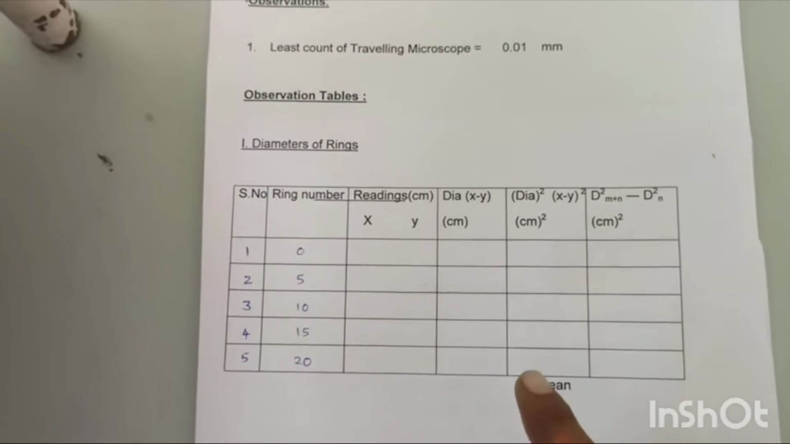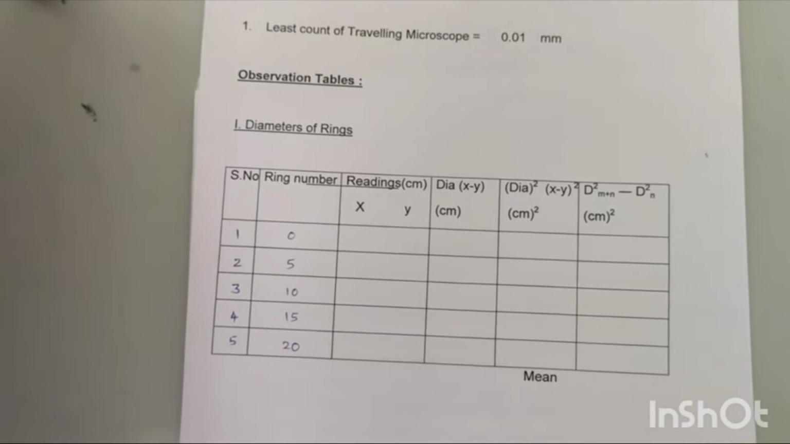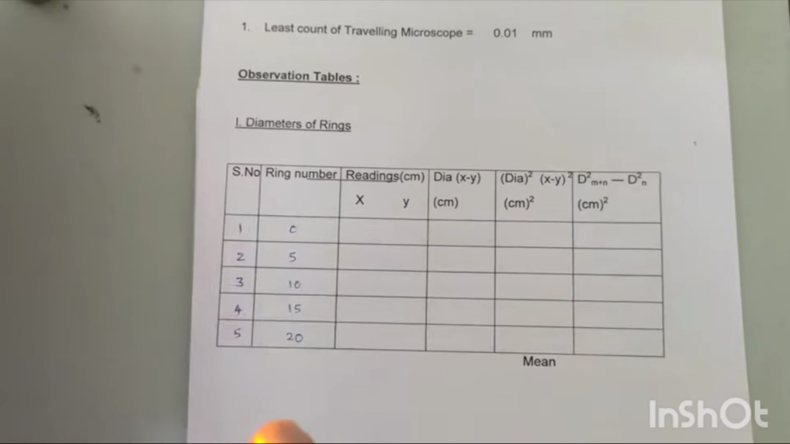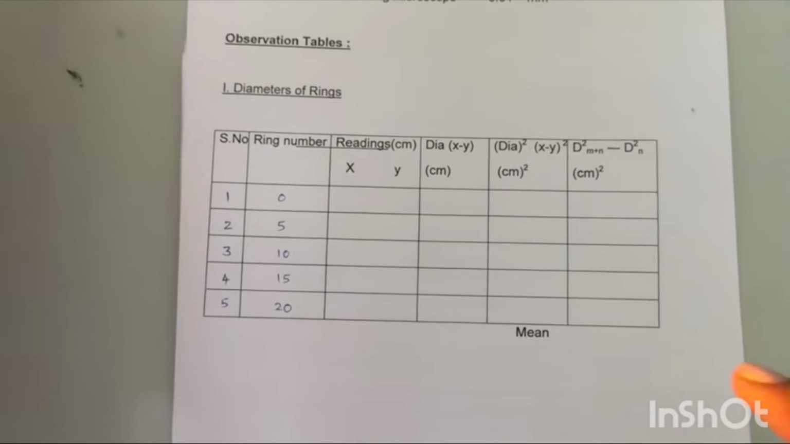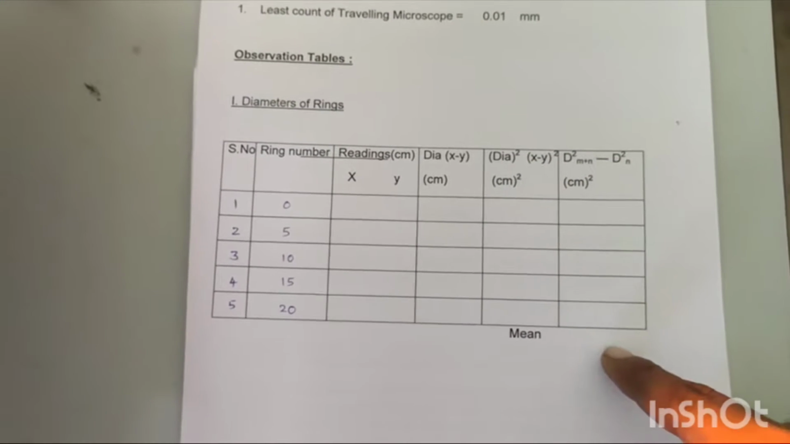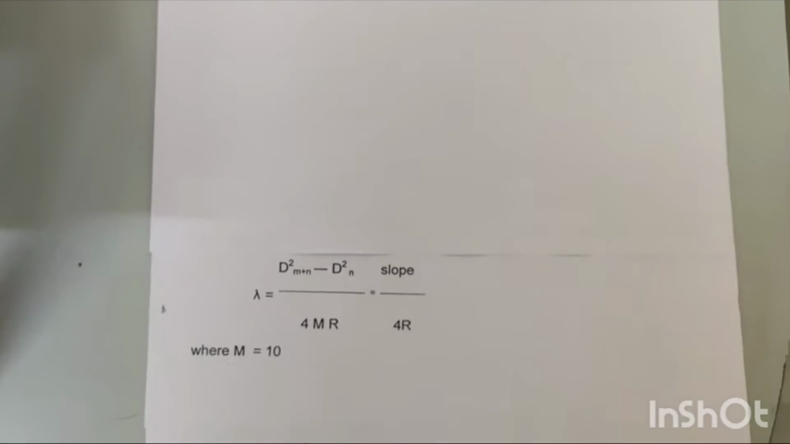The next column is of the diameter square. Just by squaring this diameter, we will get the diameter square. The last column is d square m plus n minus d square n. By putting the value of m equal to 10 and n equal to the ring number, we will calculate the last column. Finally, we have to take the average of this last column, d square m plus n minus d square n. We have to put that value into this formula.